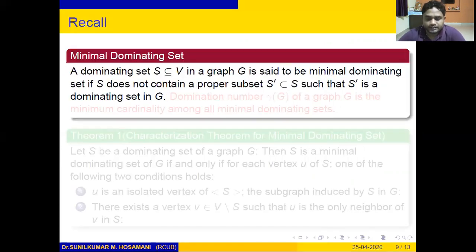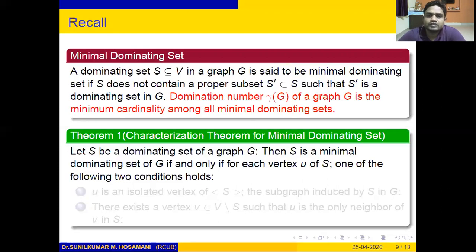Now recall the definition of a minimal dominating set. A dominating set S of a vertex set is said to be a minimal dominating set if S does not contain a subset, say S prime, which is also a dominating set. So clearly, the domination number of a graph G is the minimum cardinality among all minimal dominating sets.